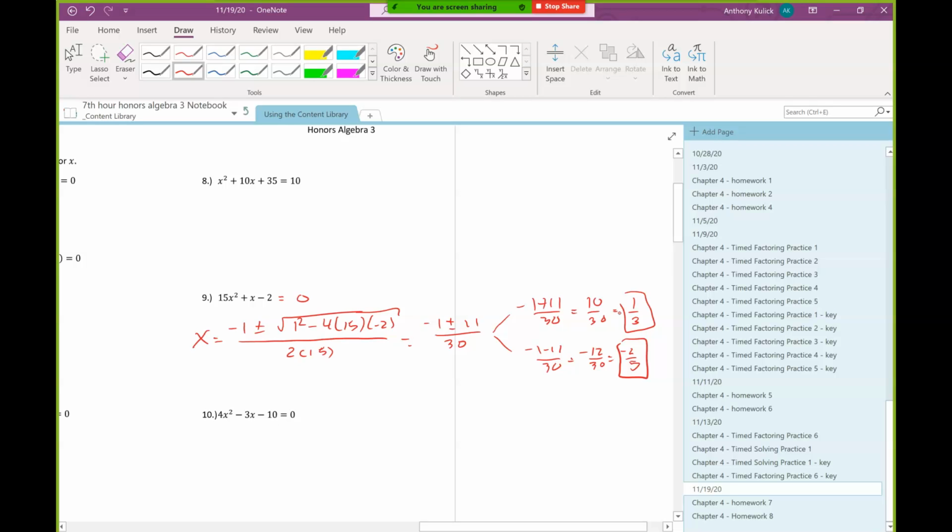Again, you could have factored that, but I don't think it would have been any faster than this. You should have gotten the same results if you did choose to factor. Okay?